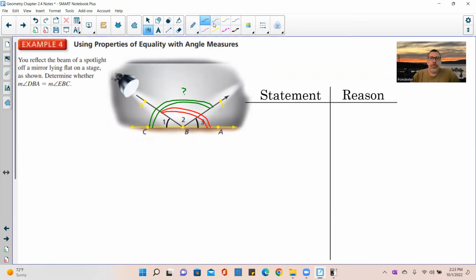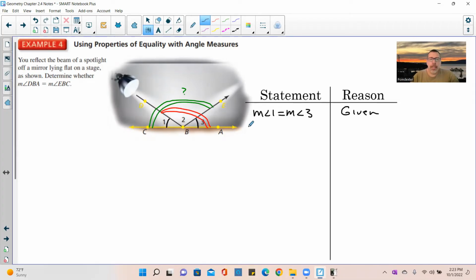All right, so angle 1 is congruent to angle 3. We were given that. So I'm going to say the measure of angle 1 equals the measure of angle 3. And the reason is given. Okay, it was marked in the diagram. Angle 1 is congruent to angle 3. Congruent means the angle measures are equal. Okay, now what we want to do is add these two angles up and name things.